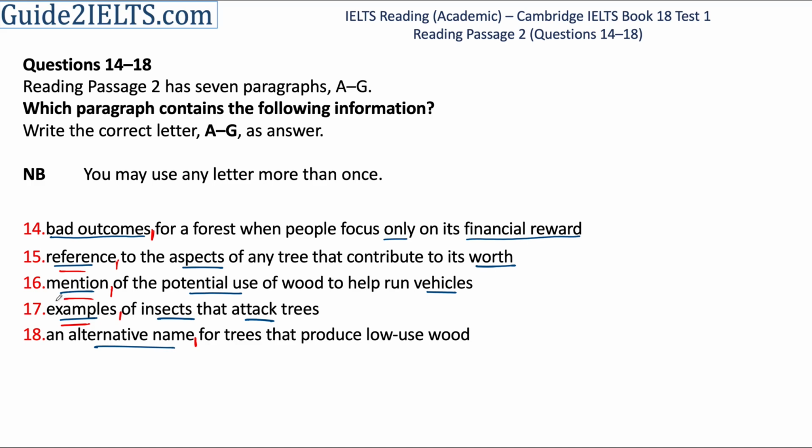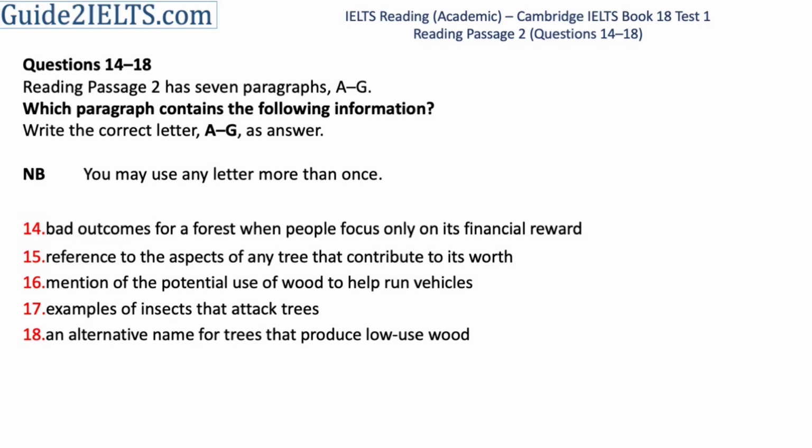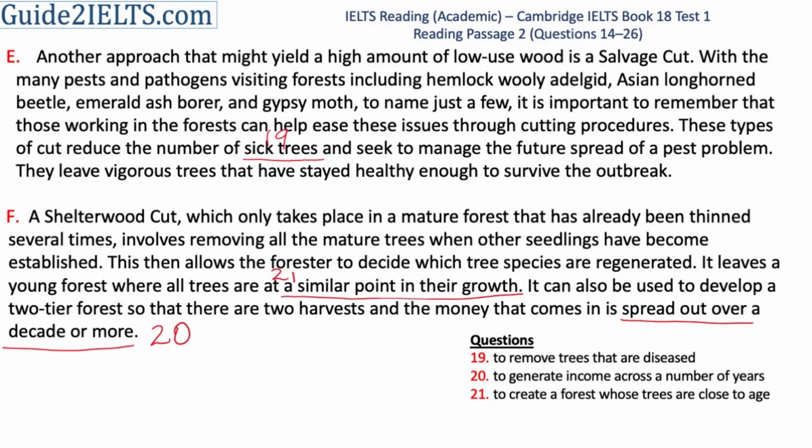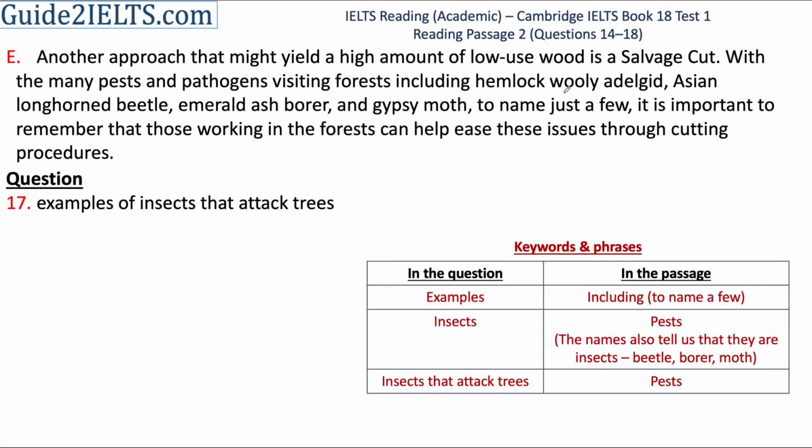Let's start now. Now that I've read the questions and understood them, the first question that caught my attention is the 17th question. It says examples of insects that attack trees. I've already solved questions 19 to 21. While solving these questions, I read through paragraphs D, E, and F. In paragraph E, I came across names of some insects.